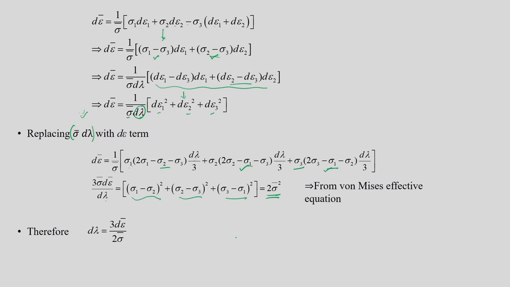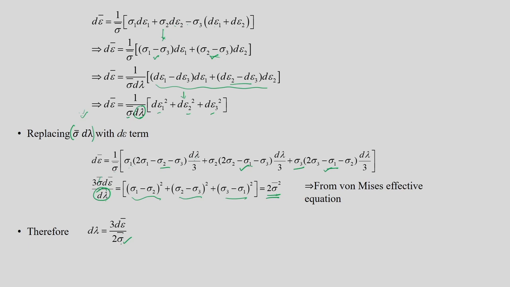So, now what I am going to do, I want to remove sigma bar d epsilon bar, right. Or in terms, I want to remove d lambda. So, d lambda can be related to sigma bar in this way. So, I can write d lambda as nothing but 3 d epsilon bar divided by 2 sigma bar. Sigma bar will go away. Then 3 by 2 into d epsilon bar divided by sigma bar would be my d lambda.